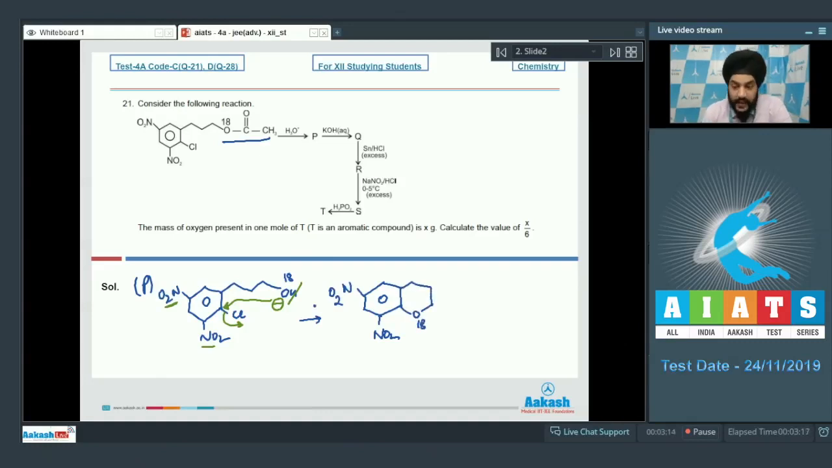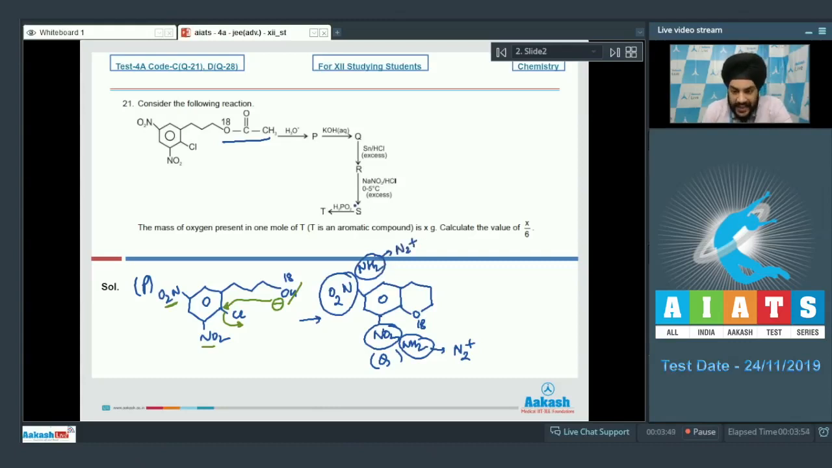So the labeled oxygen will be retained in the compound. So this is Q, students. Now if we talk about the reaction of Q with Sn/HCl in excess, both these nitro groups will be converted into amine groups, students, and then it is allowed to further react with NaNO2/HCl. So diazotization is going to take place. So this NO2 will be first converted into NH2, and then the NH2 will again be converted into N2 plus.